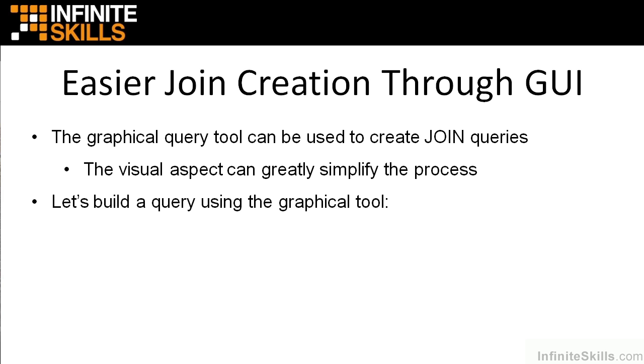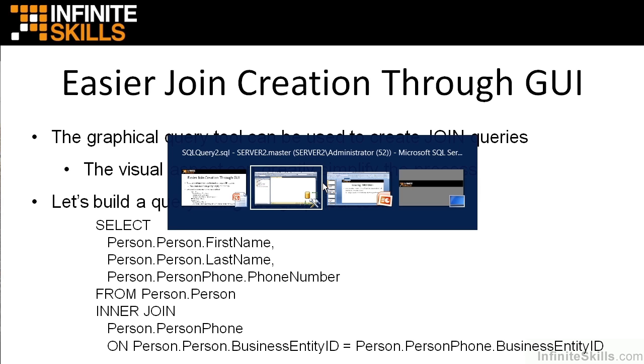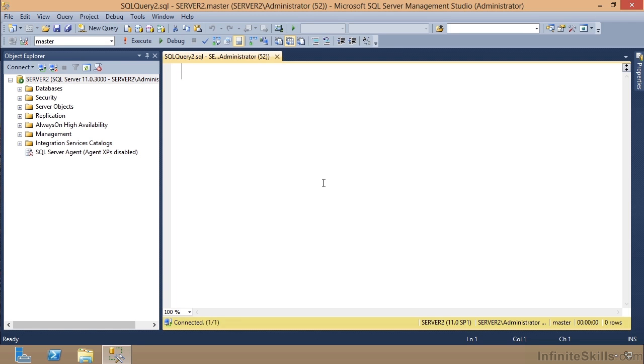So let's build a query using the graphical tool, and we're going to build the exact same query that we used in the Creating Inner Joins movies, part 1 and 2. So we're going to use the person table and the person phone table, and we're going to do this graphically. So let's jump out to our friend, the Management Studio, and notice I'm in a query window just like normal, and I am going to, first of all, go up here and set my context to AdventureWorks. That'll be a problem if I don't.